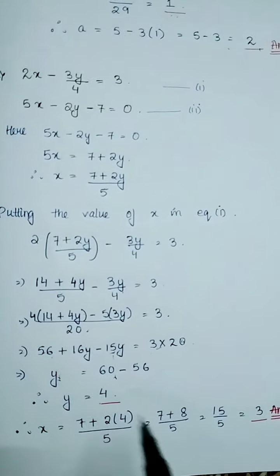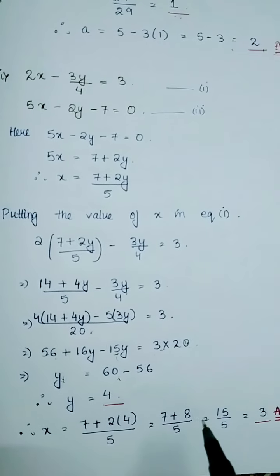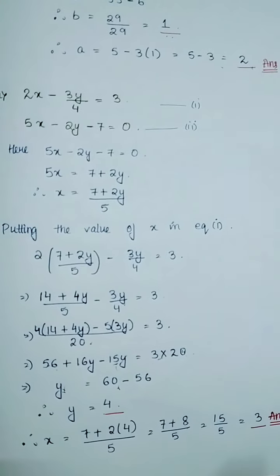And x is equal to, we'll put the value of y in this equation. So 7 plus 2 multiplied by 4, by 5, that is 7 plus 8 by 5, that is 15 by 5, that is 3. So this is our answer.